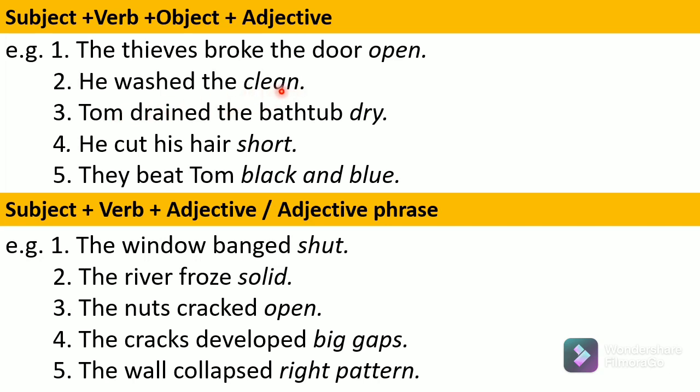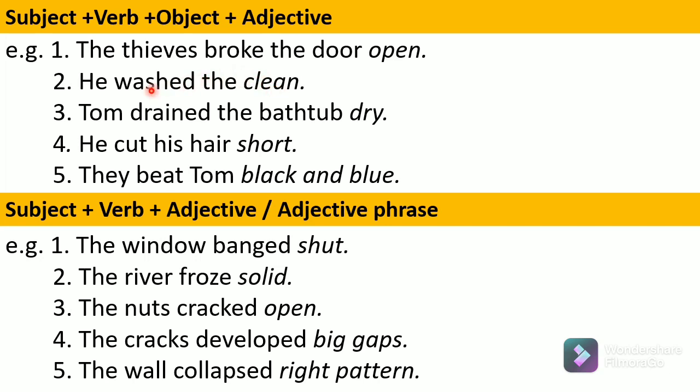And clean is what? It is not a verb here, but it is functioning as an adjective, and it is the end result of the action washed. He washed the car so nicely that it got clean. Okay, clean is what? The end result, right?